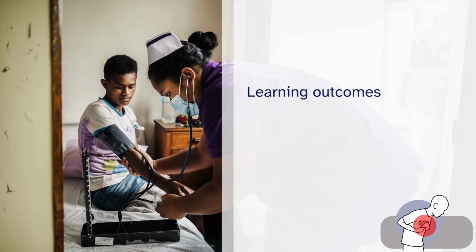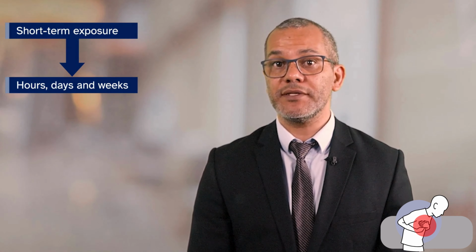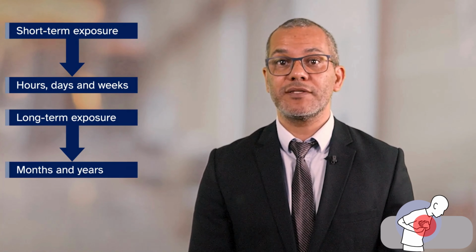Welcome to Unit 4. Short-term and long-term health effects. By the end of this unit, you will outline the short-term and long-term health effects of air pollution. Let's start by defining what we mean by short-term and long-term exposure to air pollutants. Short-term exposure means hours, days, and weeks. Long-term exposure is months and years.